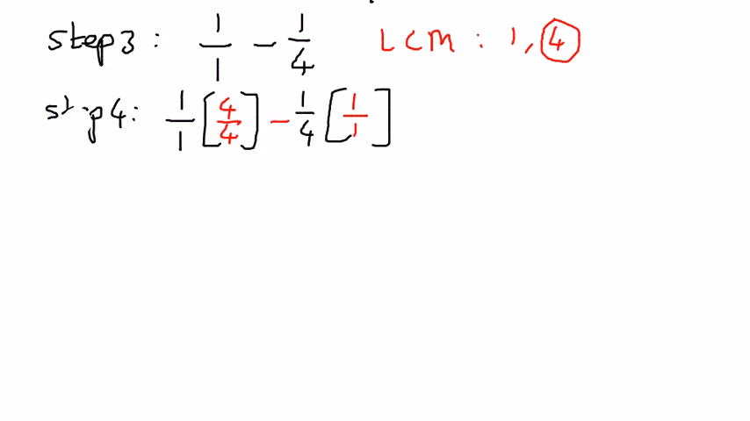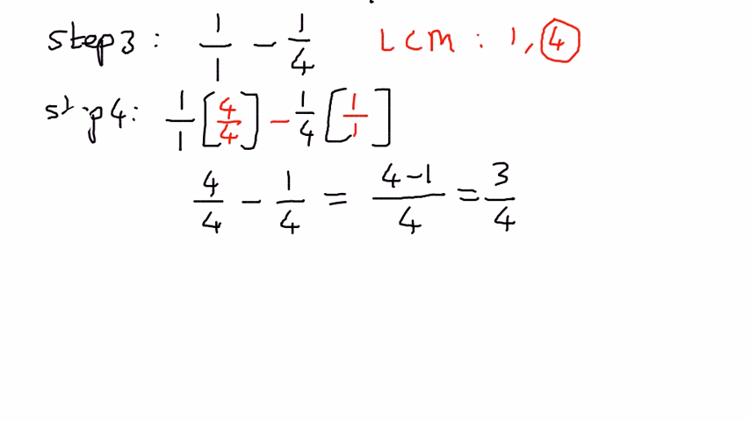In here, we're going to multiply the numerator parts, multiply the denominator parts. 1 times 4 is 4, divided by 1 times 4 is 4, minus, in the second part, 1 times 1 is 1, 4 times 1 is 4. So the common denominator is 4, and then we just combine the numerator parts. 4 minus 1 is going to be equal to 3/4. So therefore, the simplified form of 1 acre minus 1/4 acre is going to be equal to 3/4 of an acre.